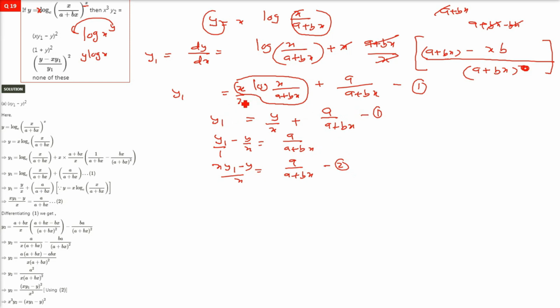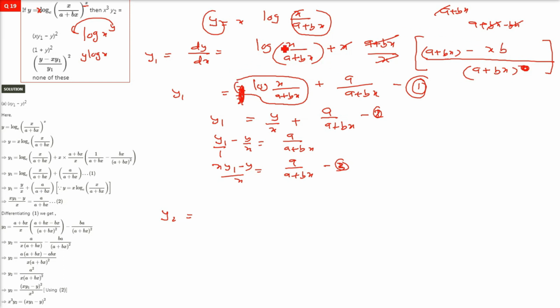Now y1 was already done. Now we are going to differentiate this y1, which is equal to log x by a plus bx plus a by a plus bx, which we actually got. The x by x which we introduced, we are not going to use that. That was only done to show you that a by a plus bx has to be replaced by y1 minus y by x, and how it has come. That is the only thing which we have done.